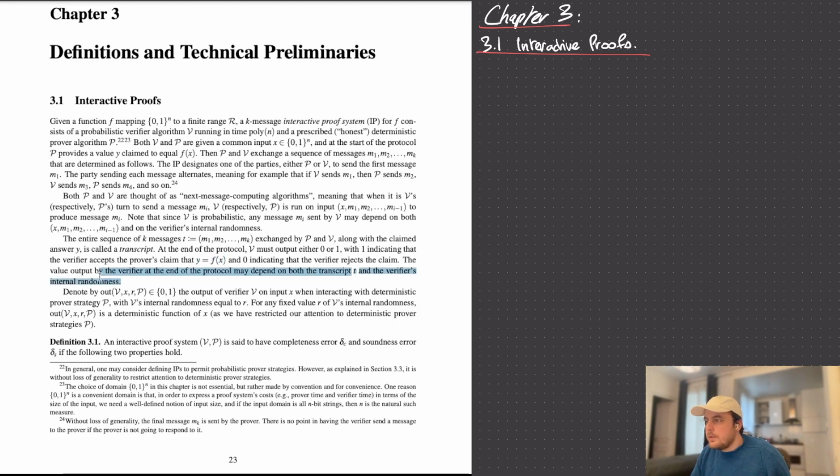The value output by the verifier at the end of the protocol may depend on both the transcript T and the verifier internal randomness. Denote by out V X R P in 0, 1 the output of the verifier V on the input X when interacting with deterministic prover strategy P with V internal randomness equal to R. For any fixed value of R in V internal randomness, out V X R P is a deterministic function of X, as we have restricted our attention to this deterministic prover strategy.